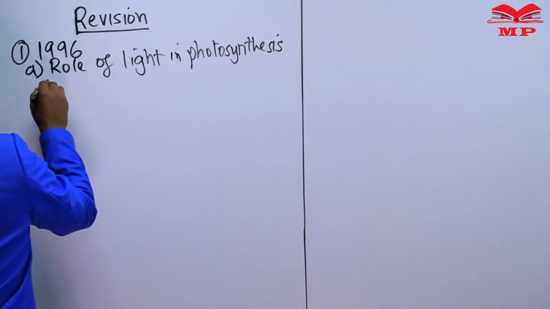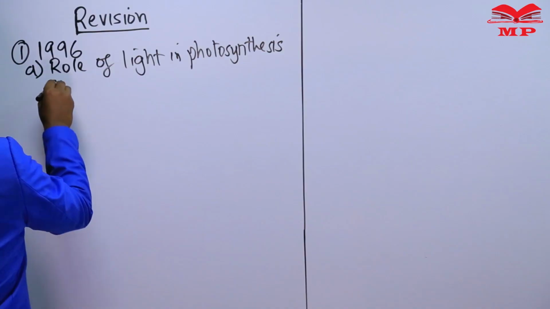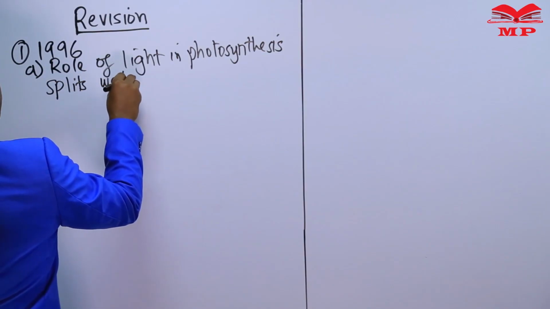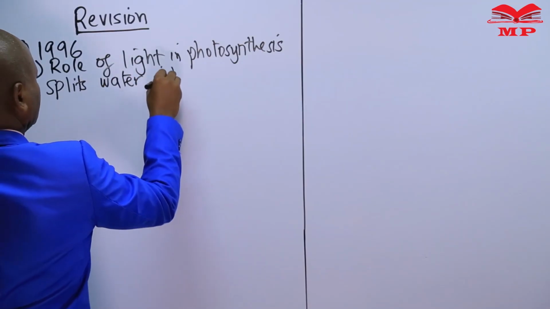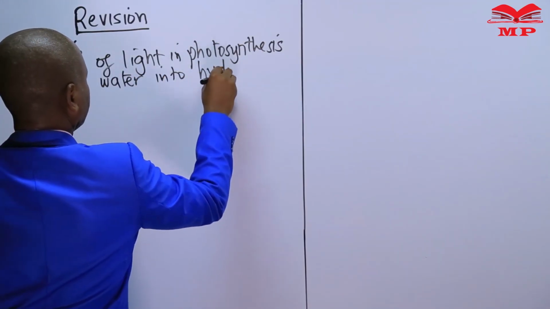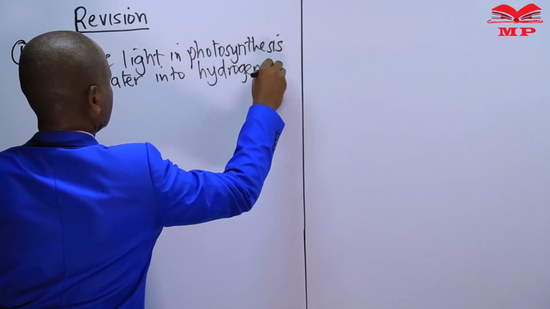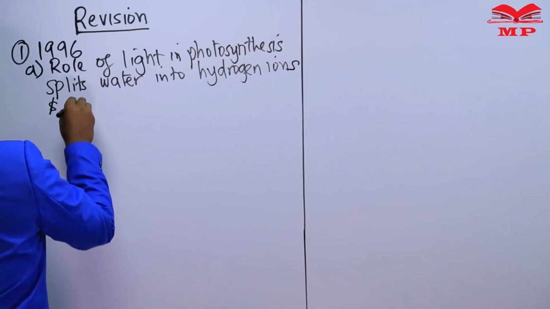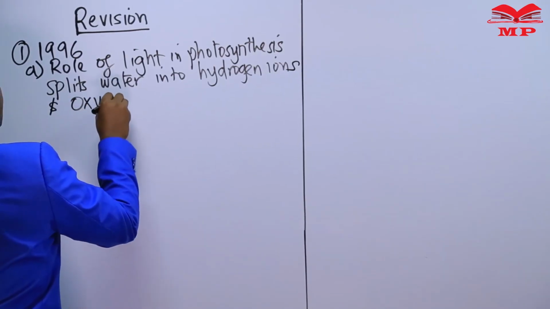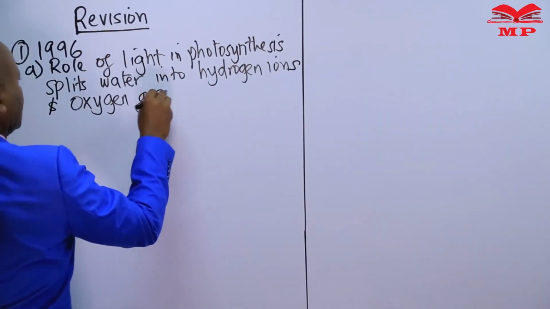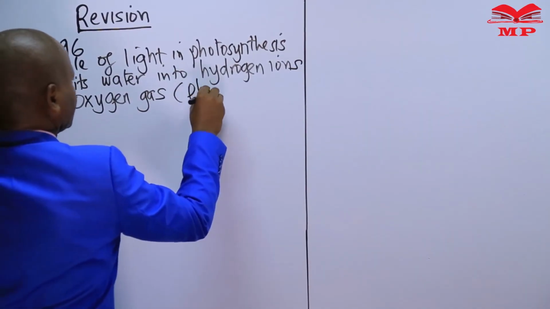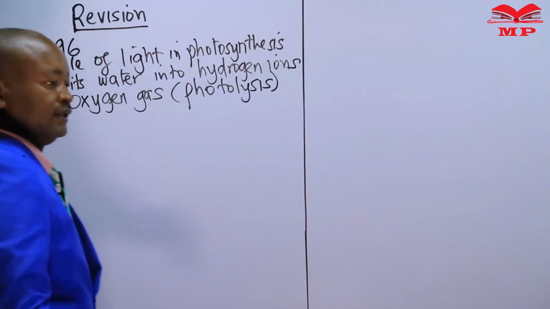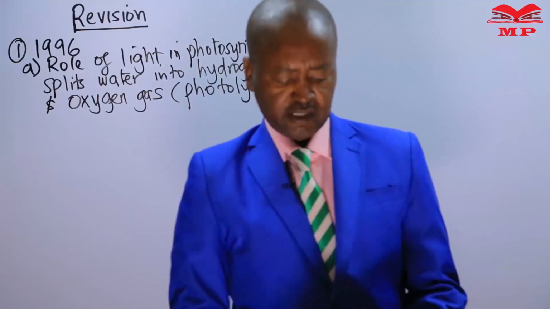So we had indicated earlier on that light splits water into hydrogen ions and oxygen gas in a process known as photolysis. So here the learner is just recalling the information that is taught.